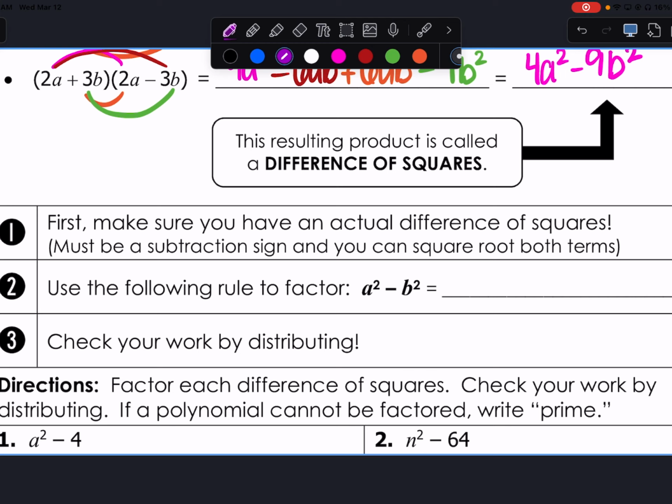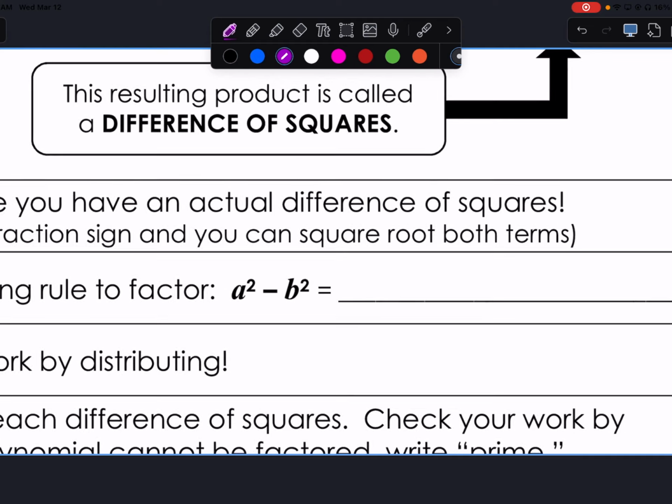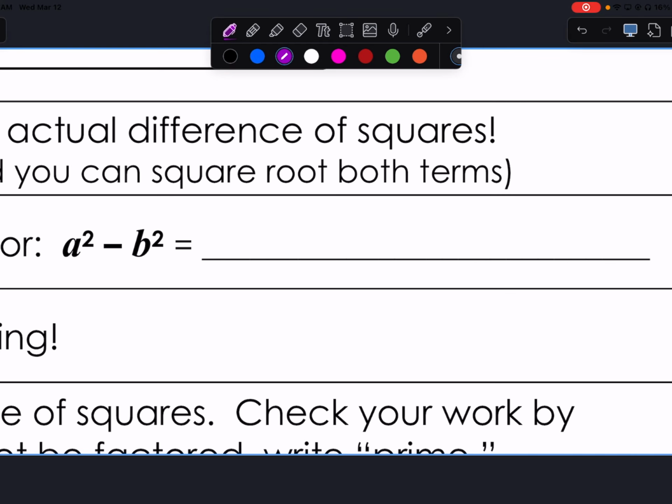It basically lets us have a shortcut to get to the factors, because we can see that it's 2 perfect squares and a difference. So what do we know is going to happen with those middle terms when we distribute out? They're going to cancel in those problems, right?